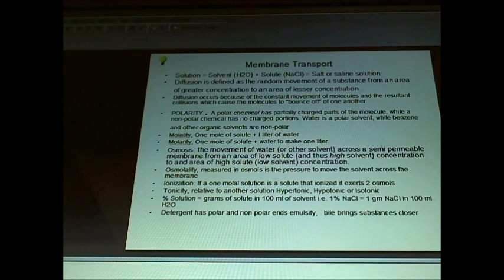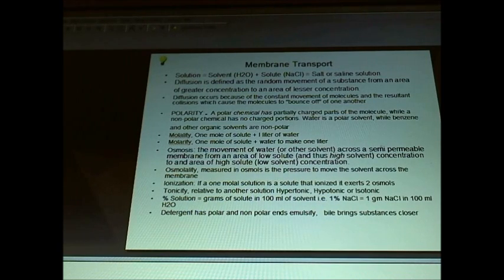Now we're going to talk about the concentrations of the solute in the solvent in making a solution. There are a few terms. You have molality. Molality equals 1 mole of a substance, either a compound or just a single substance such as sodium. But a compound such as sodium chloride, the molecular weight is 58.5, and a 1 molal solution is 1 mole of sodium chloride, which is 58.5 grams, plus 1 liter of water.